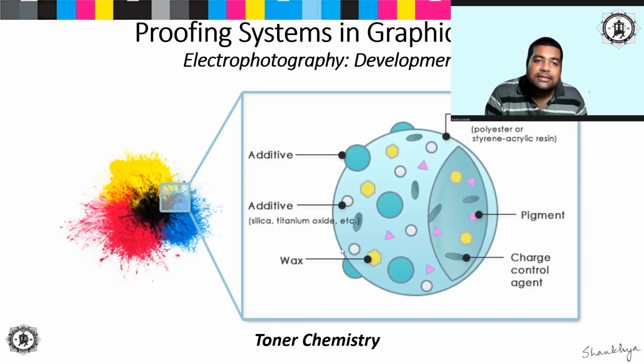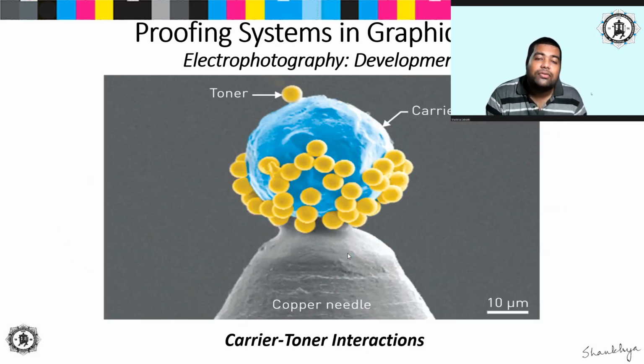The next step is the development part, where the toners attain a negative charge with respect to the image area. How is it done? This is done with the help of a carrier particle. You can see here the smaller toner particles, and there are also some larger carrier particles present along with these toner particles. When they are agitated together, as you saw in the video also, these toner particles get a negative charge with respect to the carriers due to something known as triboelectricity.